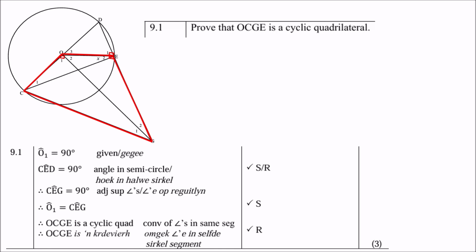O1 is 90 degrees, as we all can see. Angle CED is also 90. That's angle in a semicircle. Therefore, CEG is 90 because they are adjacent angles, or you can say angles on a straight line. So therefore, O1 equals angle CEG, and that makes OCGE a cyclic quad. Why? Because they have equal inscribed angles subtended by the same chord CG.